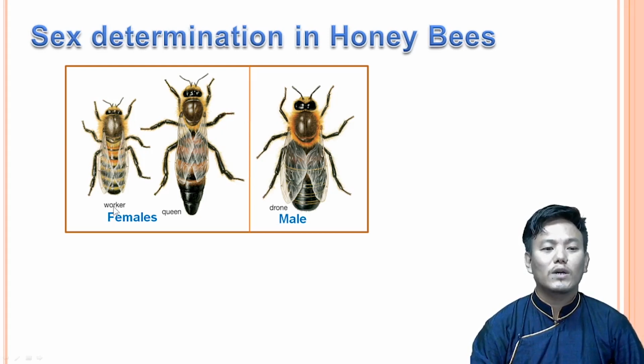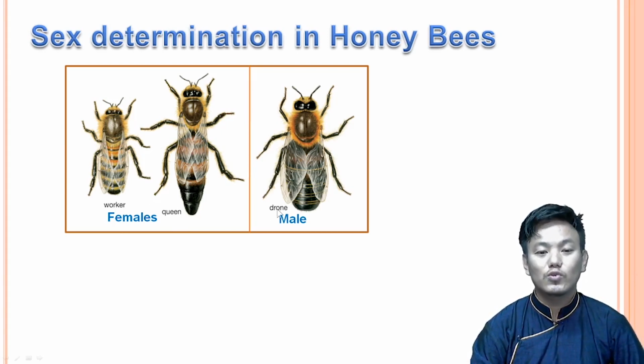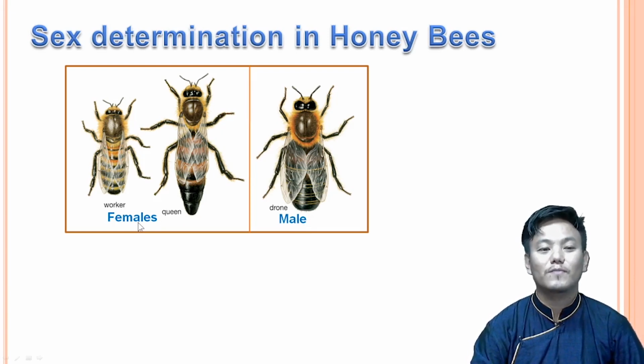These two, worker and the queen, these two are males. These two are females, I'm sorry. These two are females. The drone is a male. In honeybees, drones are males, whereas workers and queens are females. So we have got two sexes, right? One male and one female.